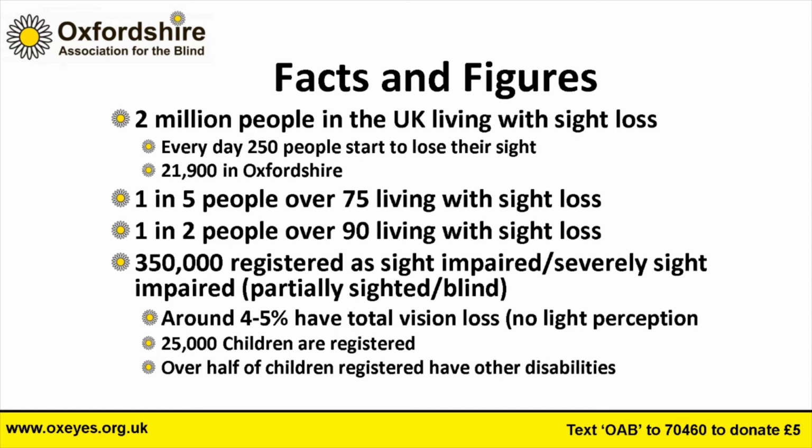350,000 registered as sight impaired and severely sight impaired. So that's partially sighted and blind. And I've put here about 4 to 5% have total vision loss, so no light perception. It's a little hard one to gauge, but it's a very small number of people who see nothing at all.